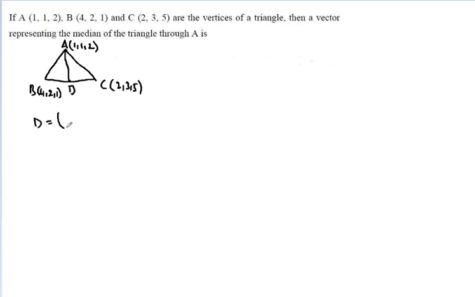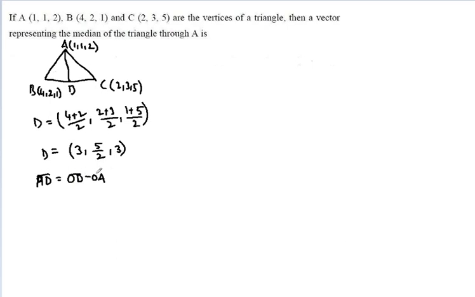The coordinates of D are equal to (4 plus 2) by 2, (2 plus 3) by 2, (1 plus 5) by 2, that is equal to 4 plus 2, 6 by 2, that is 3, 2 plus 3, that is 5 by 2, 1 plus 5, 6 by 2, that is 3. This is the vector OD bar. Now we find AD bar. AD bar is equal to OD bar minus OA bar, that is (3 minus 1, 5 by 2 minus 1, 3 minus 2), that is equal to 3 minus 1 is 2, 5 by 2 minus 1 is 3 by 2, 3 minus 2 is 1.